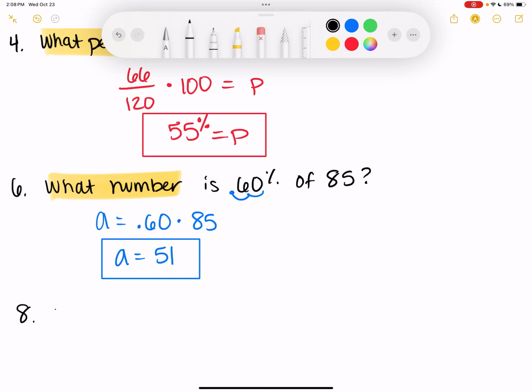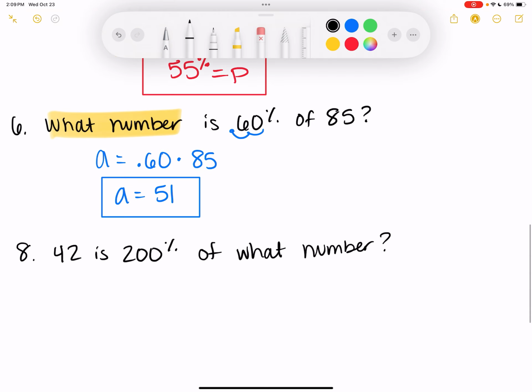Number 8. 42 is 200% of what number? Okay, so in this one, I am trying to find the base. Okay, so 42 is 200% of what number? That would mean essentially as a proportion, so I'm going to write it 2 different ways. 42 over x equals 200%.